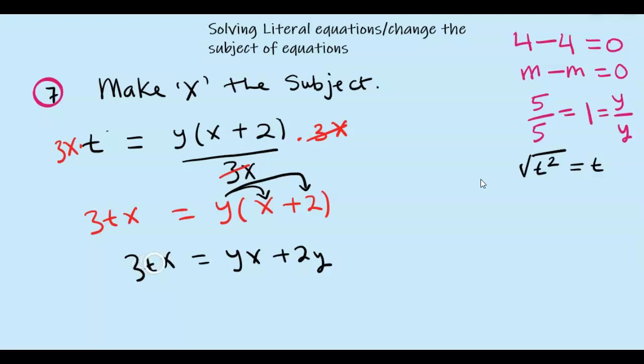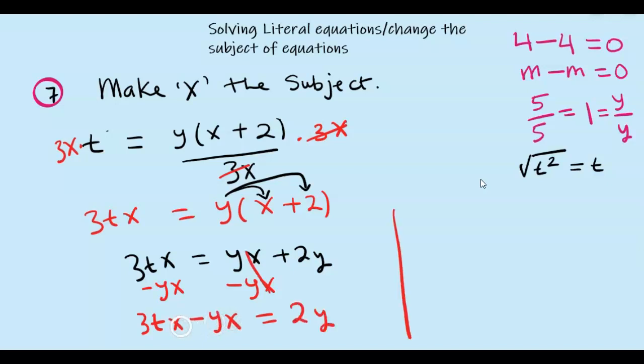Now we have x here, we have x here. Let's bring them together and see what can come out. So we will subtract here by yx. We have to repeat the same thing here, yx. If that is the case, a variable subtracting by itself turns into 0. So here we will have our 3tx minus yx equals, this will go away, equals 2y.